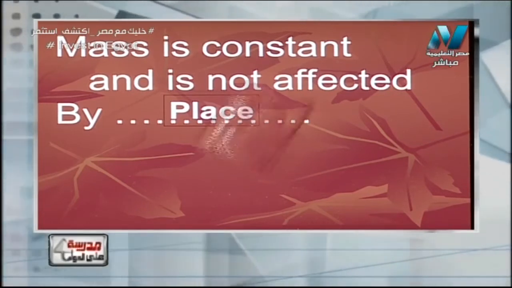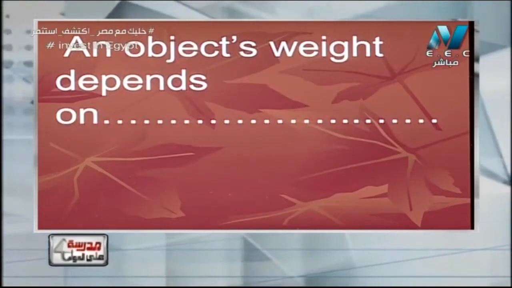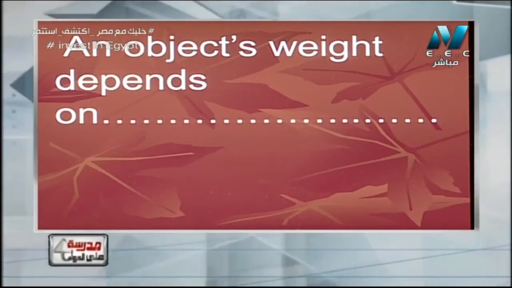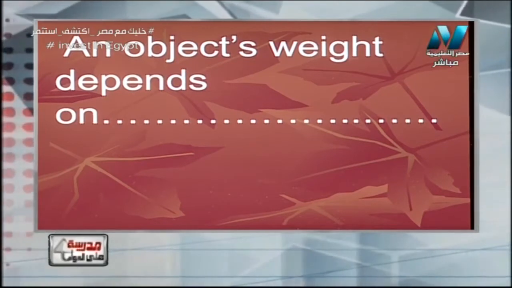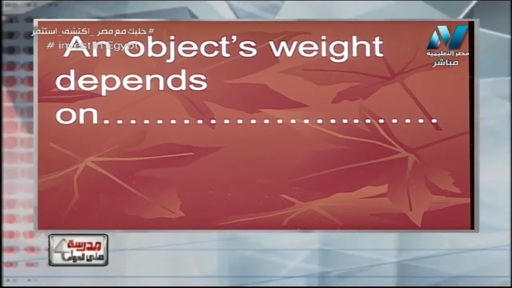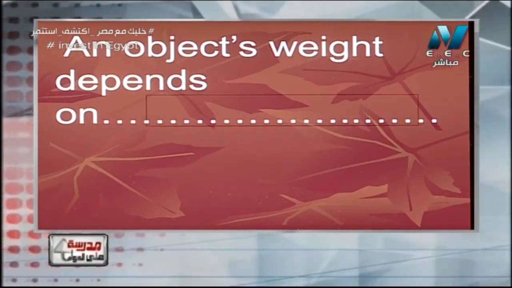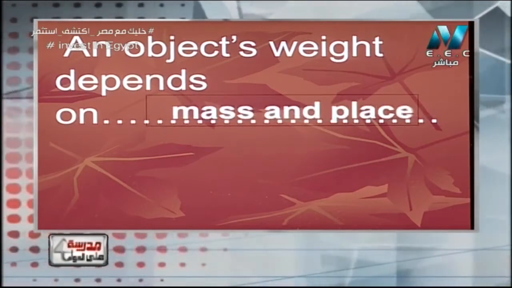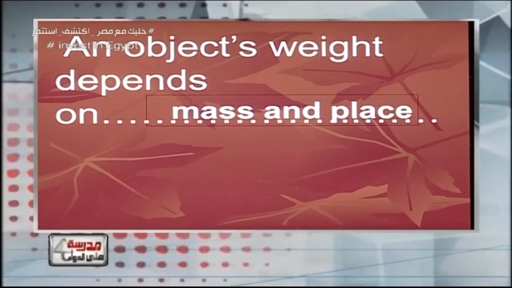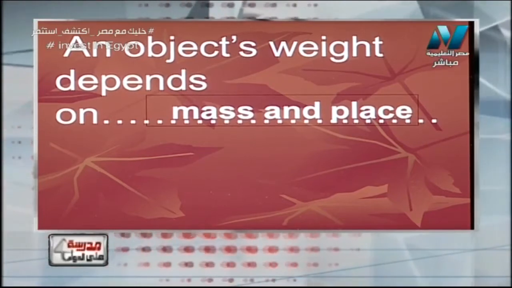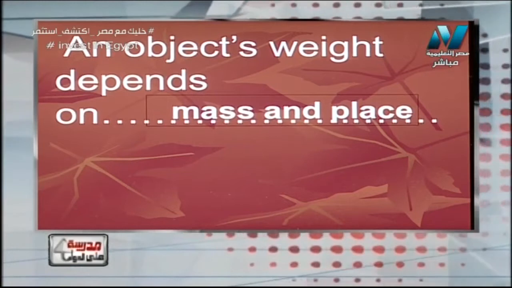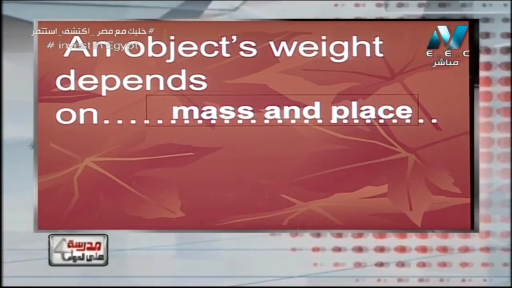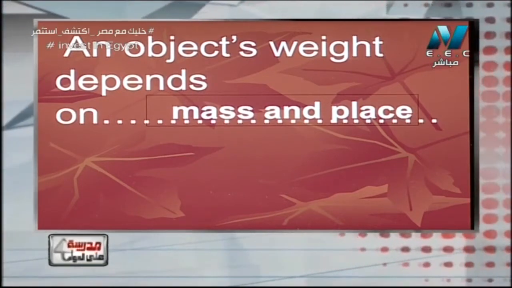Another question that says an object weight depends on، هنا بيقول لي وزن الجسم بيعتمد على، احنا عارفين كويس قوي ان الويت has three factors، دي تلات عوامل بيأثروا فيه يعني بيتغير من مكان لمكان. Such as what؟ Such as mass and the place and also the distance from the planet center. An object weight depends on mass and the place and also the distance from the planet center.